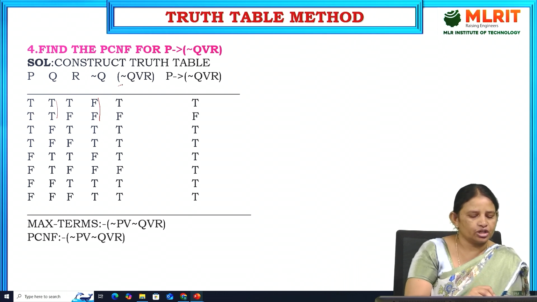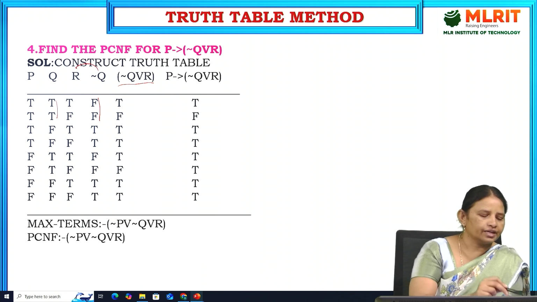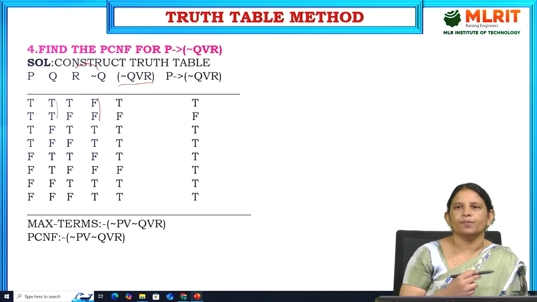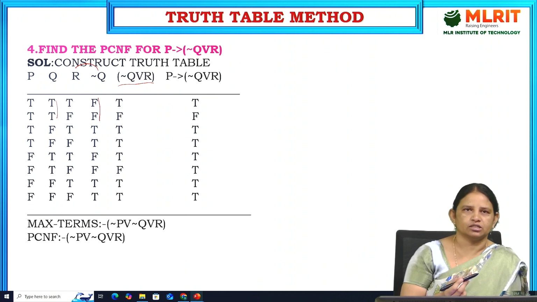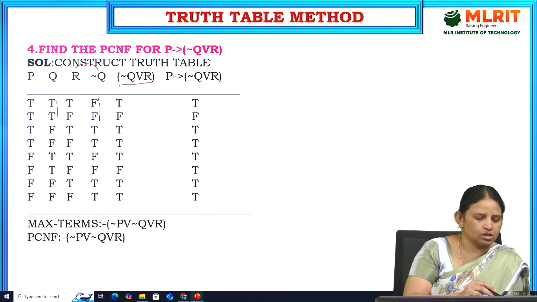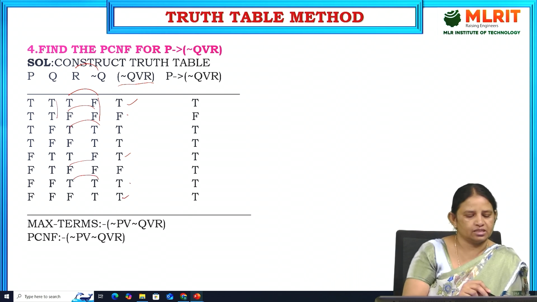Next, negation Q or R. Take the negation Q biconditional R. It returns a true value if both conditions are true, or it returns false if both conditions are false. So false, true is true. False, false is false. True, true is true. True, false is also true. Again, false, true is also true. False, false is false. True, true is true, false, true is true. That is the negation Q.